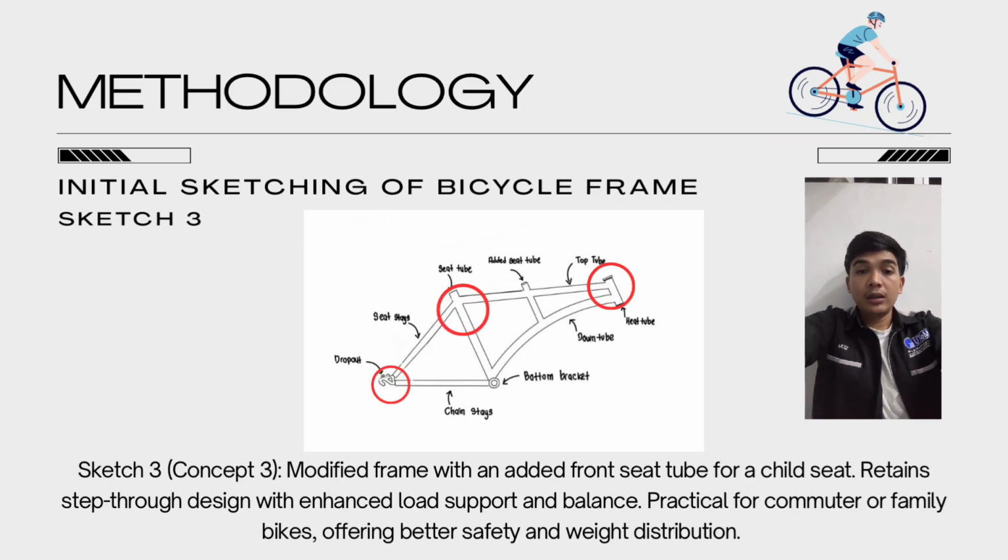Finally, let's look at the results and what we can conclude. Our analysis shows that concept 3 performs the best overall. The extra tube in the front part of the frame helps distribute the rider's weight, especially if a child seat is installed. This improves the stability of the bicycle and makes it safer for families to use. This result proves that with a full design change, we can greatly improve the safety and comfort of a bicycle.